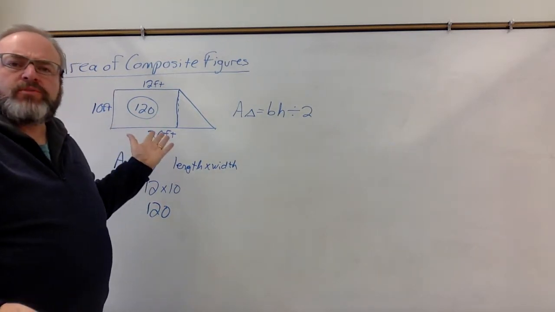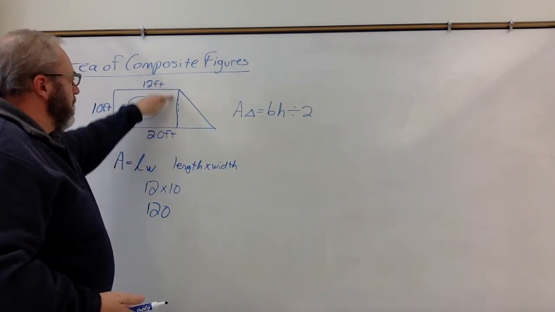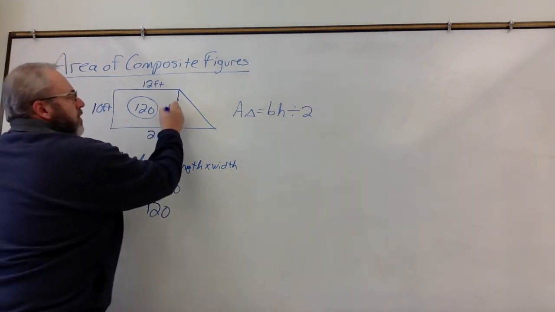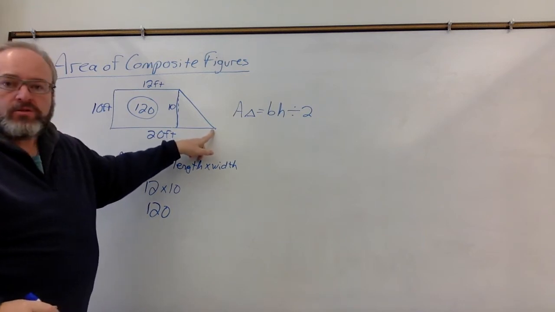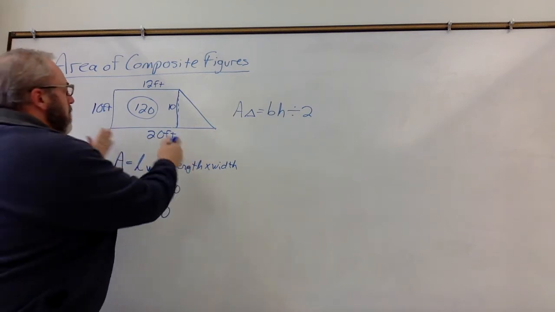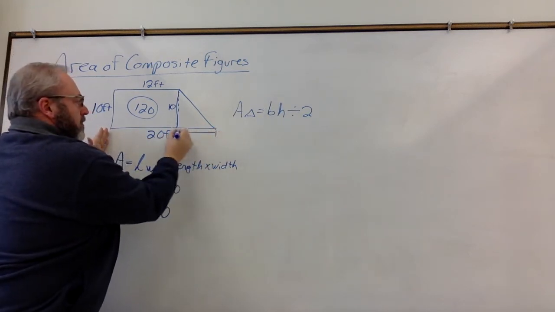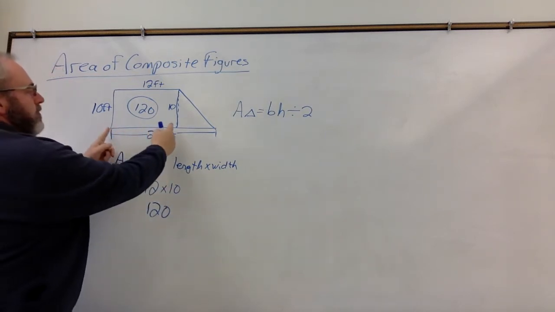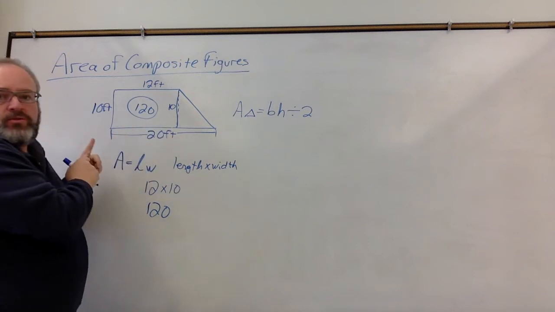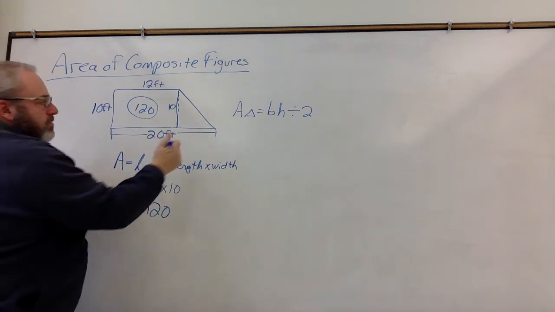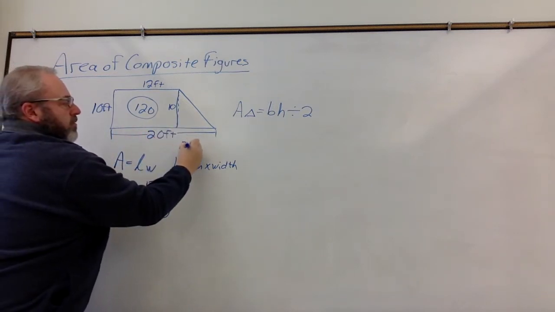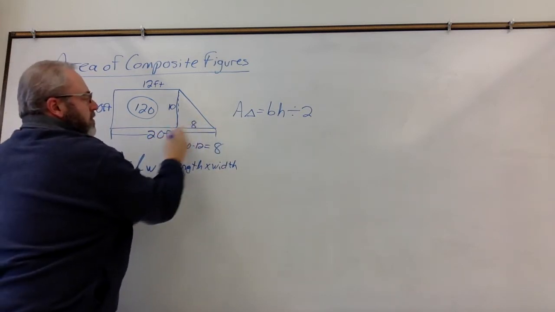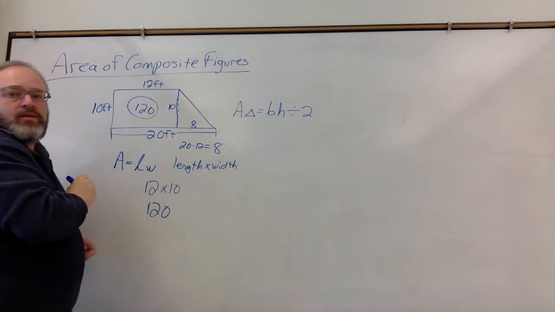Where are our numbers for this? Well, if we look at the height, that's the same as this 10 over here. This is the trickier one to find. We know that this whole length here is 20 feet, and that this part of it is 12. So what's left over? 20 minus 12 is 8. So this section here is 8.